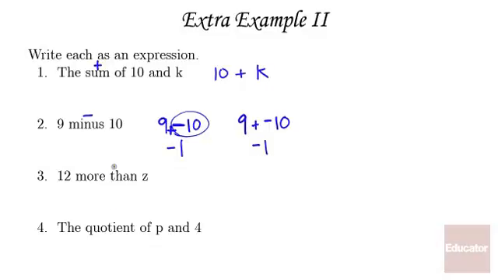12 more than z. More than, we know, is plus. So it's not going to be 12 plus z, because we see that word right there. We're going to switch them, and it becomes z plus 12. And that we can't simplify. That's the answer for that. The quotient, which means divide, of p and 4. So it's going to be p divided by 4, or you can say p divided by 4 as a fraction.